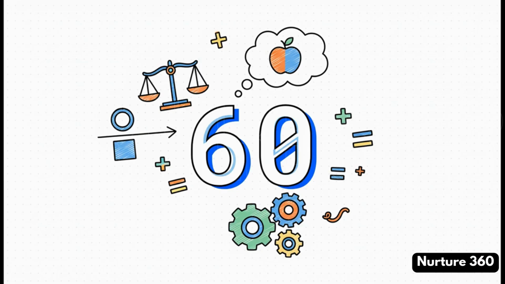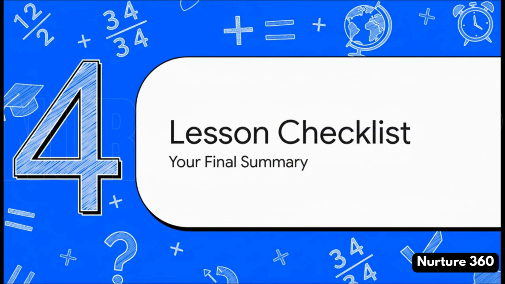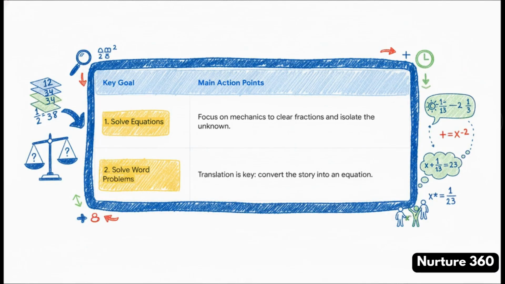We did it. We took a story, turned it into math, and solved it. Fantastic stuff. So before we wrap up, let's do a quick final checklist to recap the 2 super important skills you've just picked up in this explainer. Your checklist is simple, but it's really powerful. First, you can now solve these equations by getting those pesky fractions out of the way. Check. And second, you can now look at a word problem and not panic, because you know the secret is translation, turning the story into math. Check. You've officially leveled up on both goals.